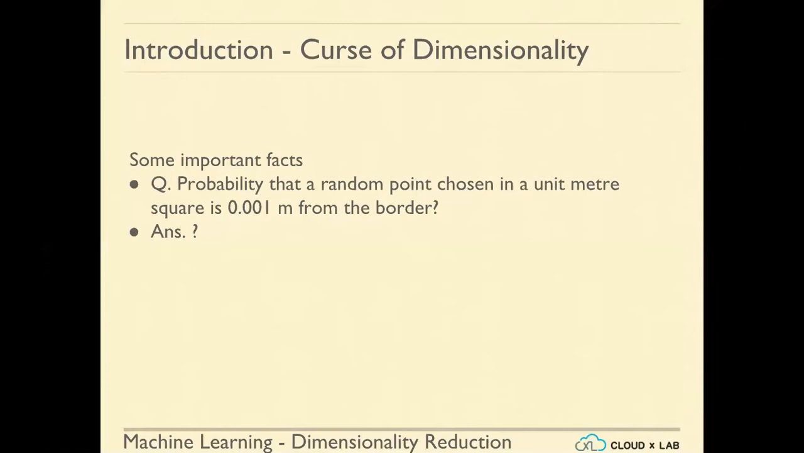Now here's a question. Let's start with a very simple one. What is the probability that when you choose a random point in the unit meter square, that point is within its border? And we are defining the border as 1 millimeter. So what is the probability that a point that you randomly choose on a cube is within 1 millimeter of the border?